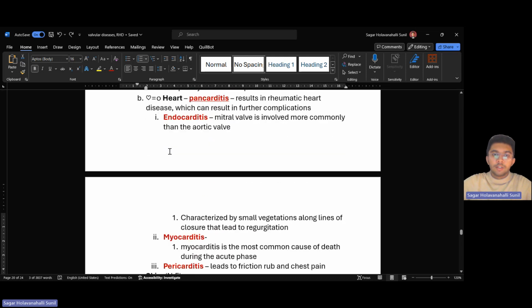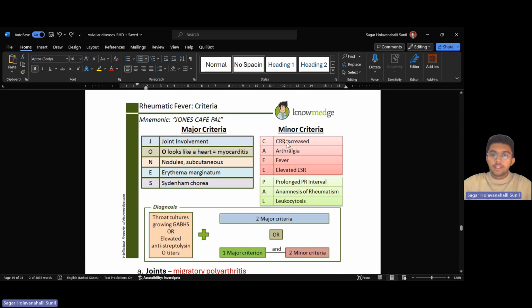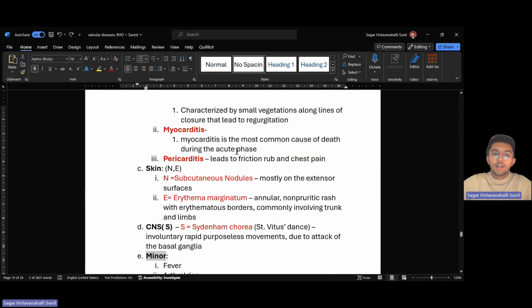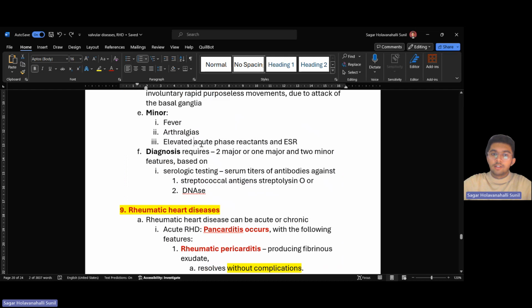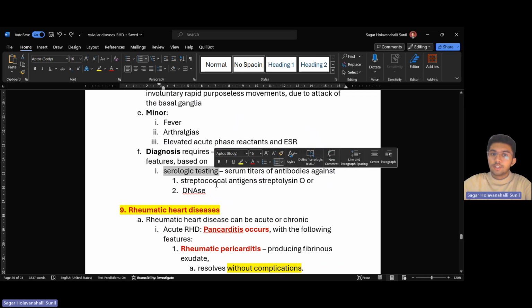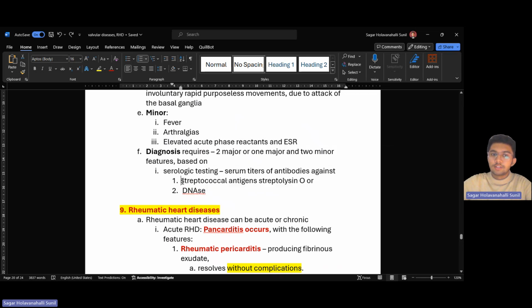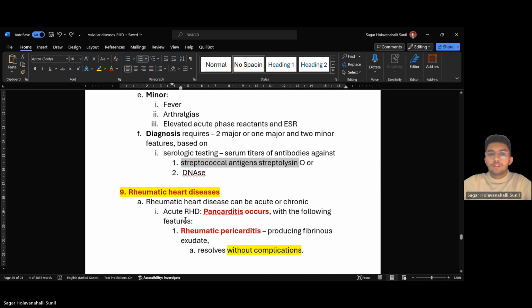Now, the minor criteria are increased CRP, arthralgia, fever, and elevated ESR, and can also include other elevated acute phase reactants. Now, diagnosis, as I mentioned: either you take two major, or one major and two minor features. And then you also do it based on serological testing of DNase and streptococcal antigen streptolysin O. All right.